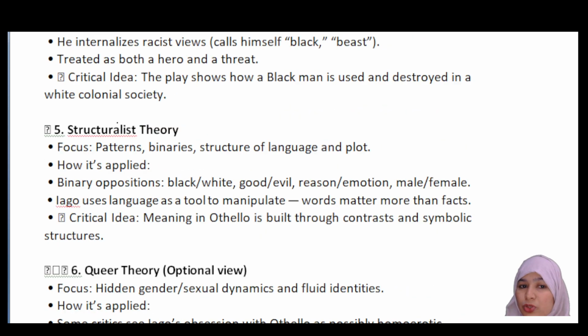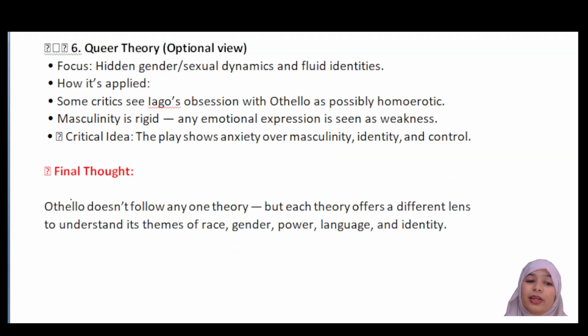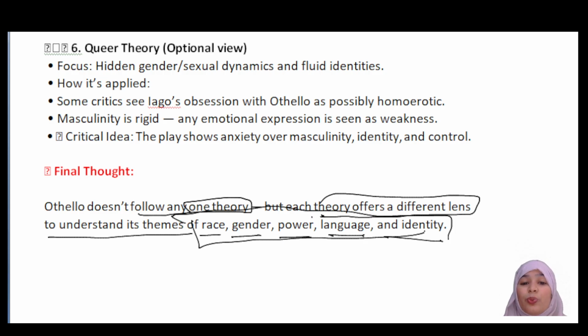And of course there are post-colonial theory, structuralist theory and queer theory. So the final thought is that Othello doesn't follow any one theory. Rather, theory offers different lenses to understand its themes like race, gender, power, language and identity. These are the things, getting my point? These are the things we can identify, the perspectives on that particular work. This is what is called theory.